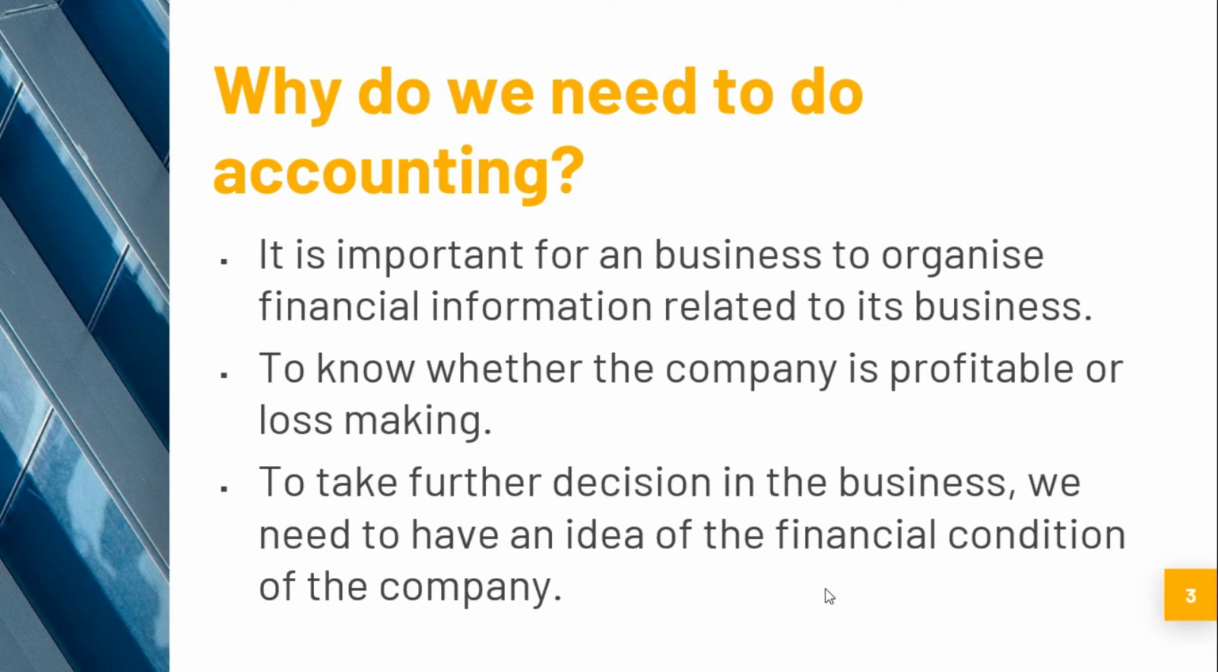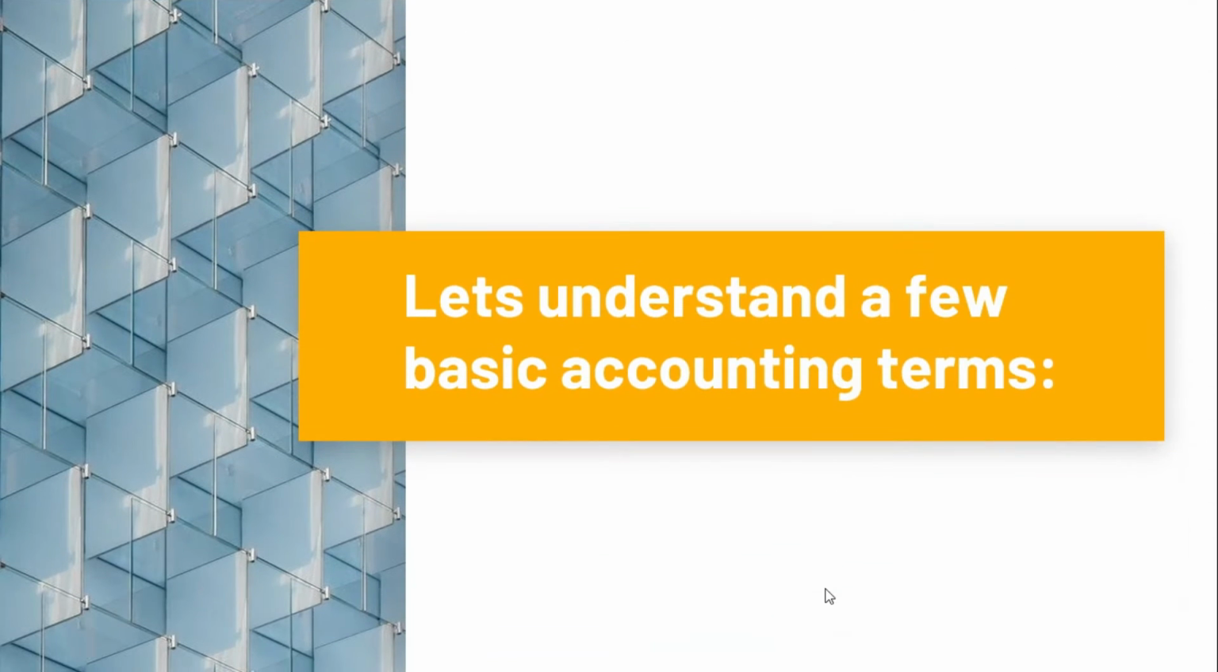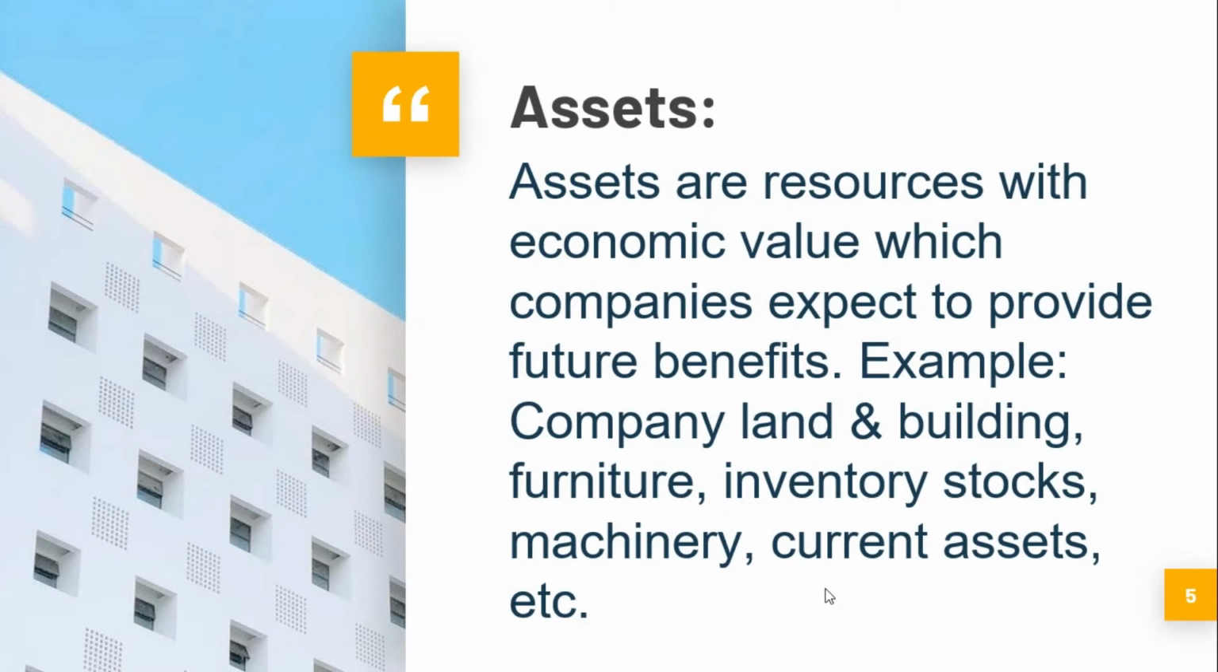So now that we have understood what is accounting and why do we need accounting, let's understand a few basic terms related to accounting. Assets. Assets are resources with economic value which companies expect to provide future benefits. In simple words, we can say that assets are what we own. Examples: company land and building, furniture, inventory stocks, that is the goods which are there in your godown which you are going to sell and generate revenue, current assets, etc.